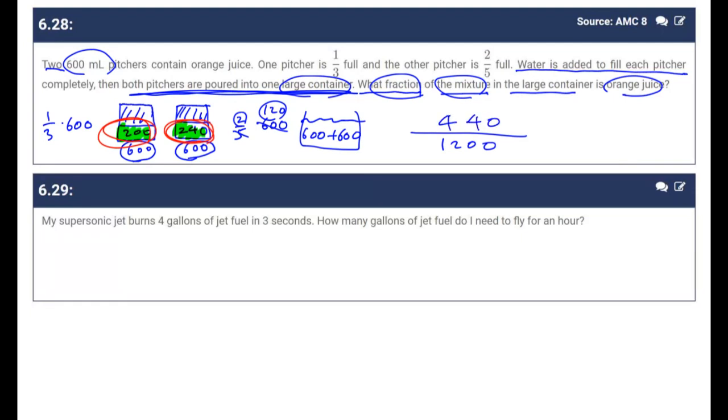440, right? So if I reduce this on and on and on, we will get 11 out of 30. If you ever wonder, you can try yourself, right? 0 reduces, 22, 60, one more time, 11, 30, right? So that should be the final answer.